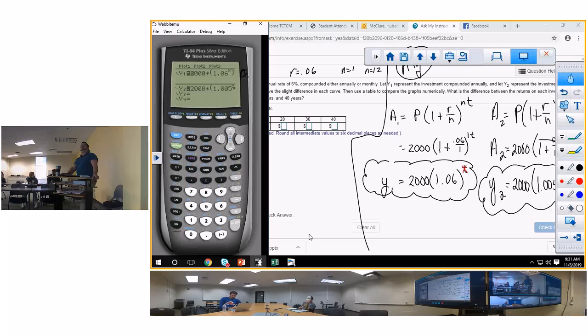So X goes inside the parentheses. Yes, make sure that the X is inside the parentheses, because the calculator may think that you're multiplying 2,000 times 1.06 and then raising it to the X power. Remember, the calculator is not a little God. Okay? You are smarter than the calculator. Even though some of y'all don't believe that, you are.